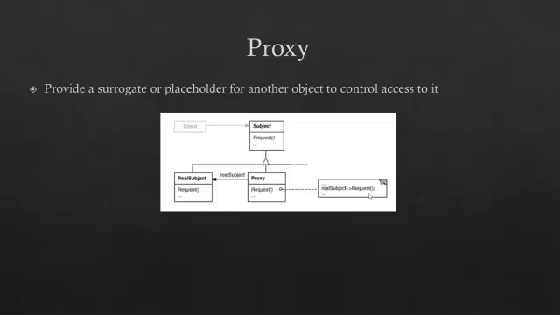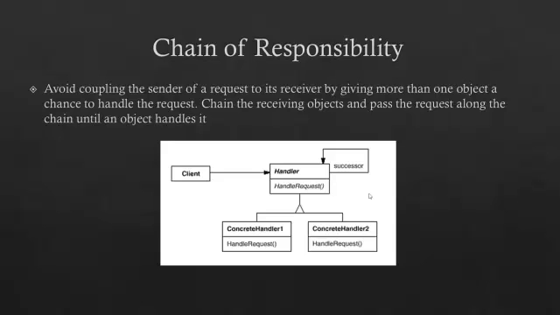Chain of responsibility. It avoids coupling a sender of a request to its receiver, and it will give more than one object a chance to handle the request. If you chain the receiving objects, you can then pass along a request along the chain until an object handles it. And this can be seen, for example, in an HTTP module.